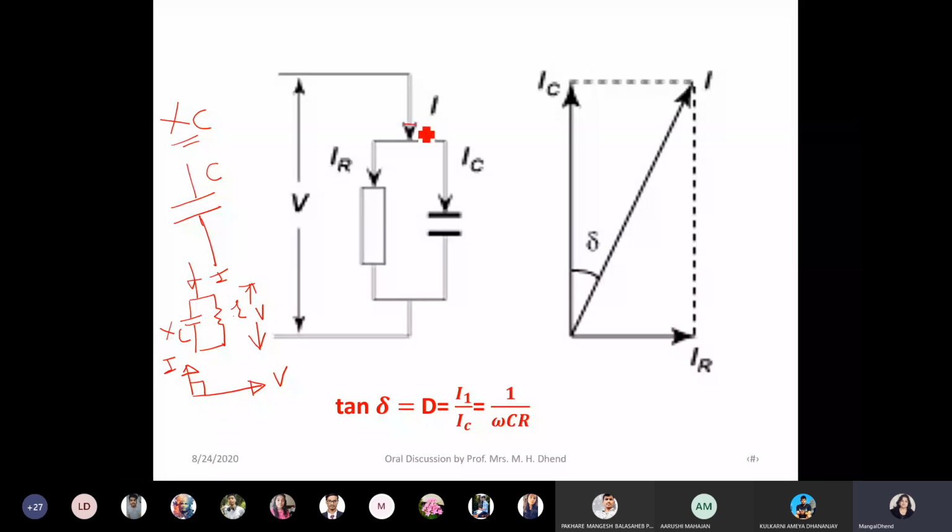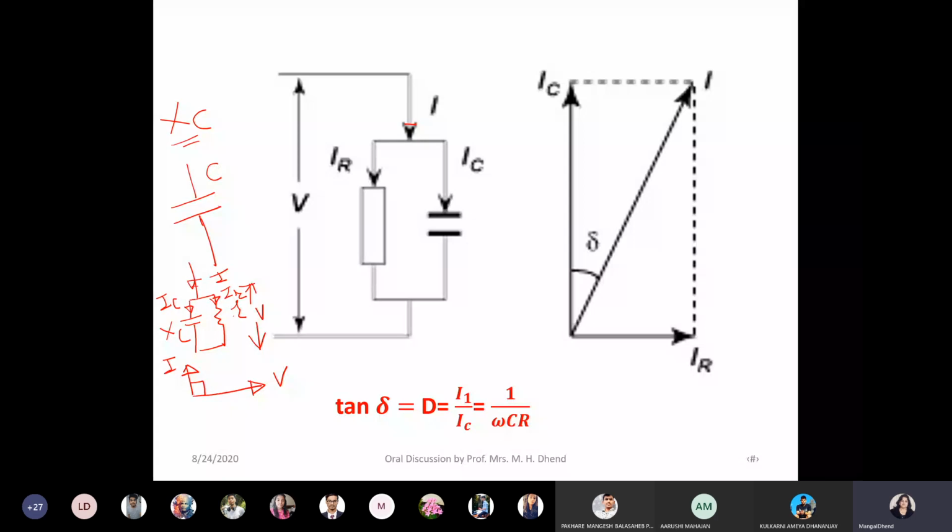So if this is I, the current passing through the capacitor, and this is the voltage across the capacitor, what is the relationship between them? If it is a perfect capacitor, the current has to lead the voltage by 90 degrees. But in the actual case, the situation is different. The current through the capacitor will split into two parts: IC, which flows through the capacitive reactance, and IR. This phasor diagram is the idealistic condition.